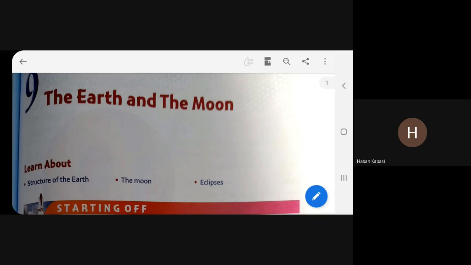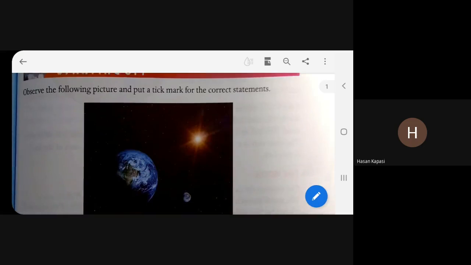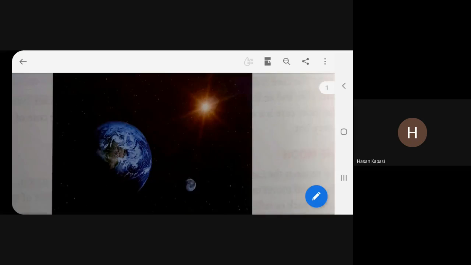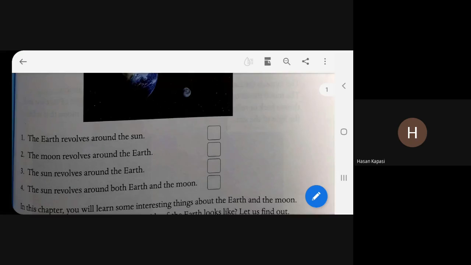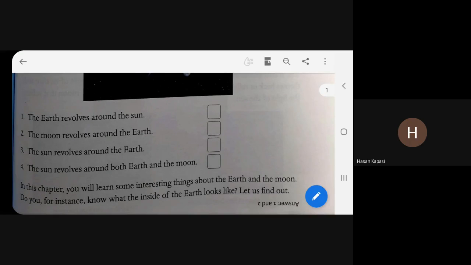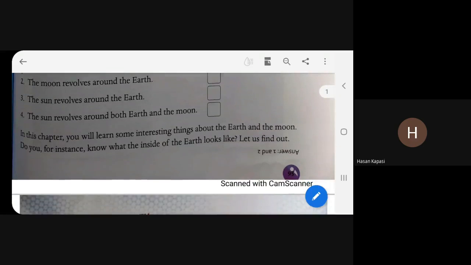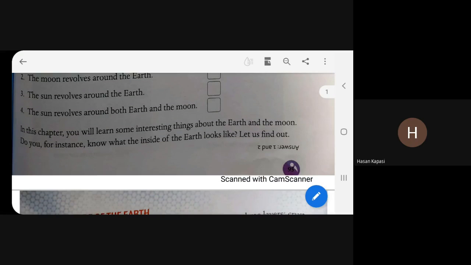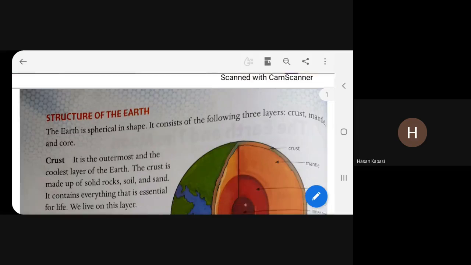What's the name of the chapter, beta? Chapter number 9, the earth and the moon. Here the picture of the earth, the sun, and the moon is given because the chapter is all about them. Then here is the true or false. We know very well that the earth revolves around the sun and the moon revolves around the earth. These are the true sentences; the other sentences are wrong: the sun revolves around the earth and the sun revolves around the moon. That is completely wrong because we know that the sun does not move from its place at all.